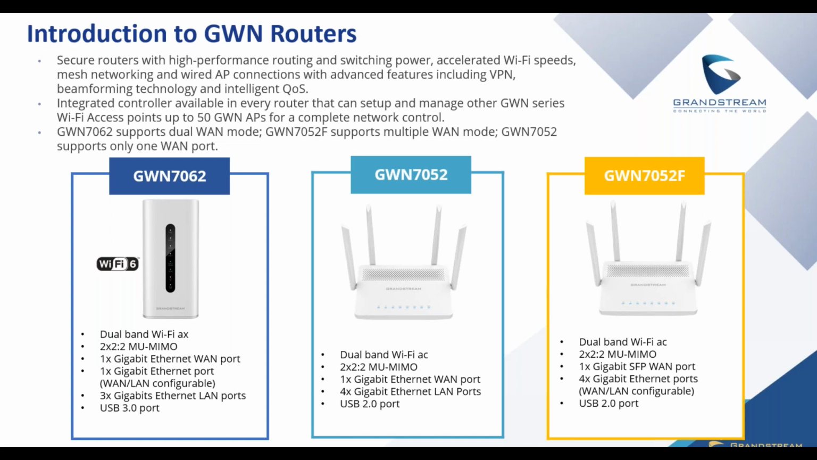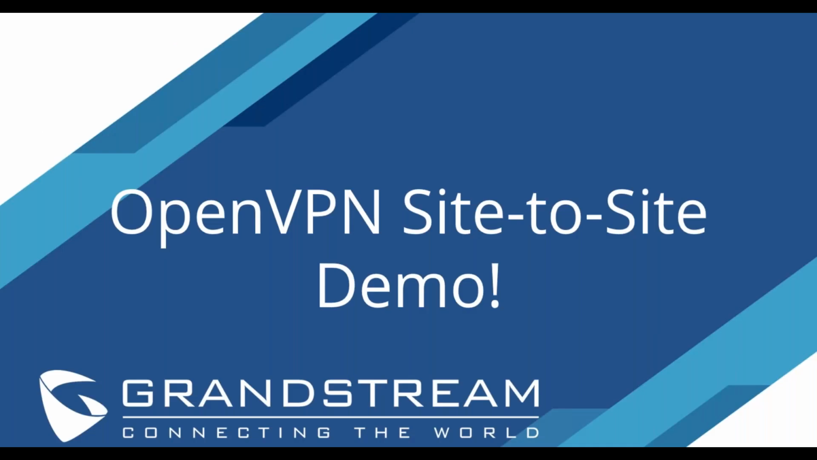It supports dual WAN mode in case you would like to configure load balancing on one interface. And specifically the GWN7052F brings you the ability to connect an SFP WAN port, in case you need it. These are the hardware specifications of our routers, but most importantly, we're going to configure the OpenVPN server here. So let's start with the demo so you can see how it can be configured. Just hold on, let me share my desktop so you will see it.